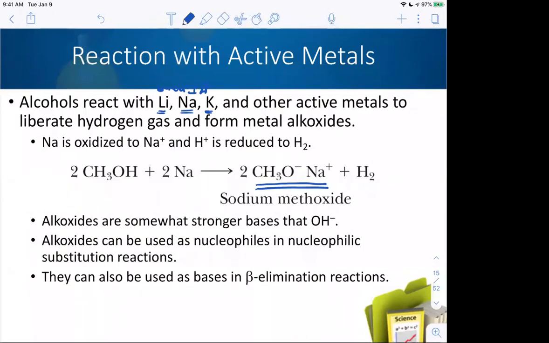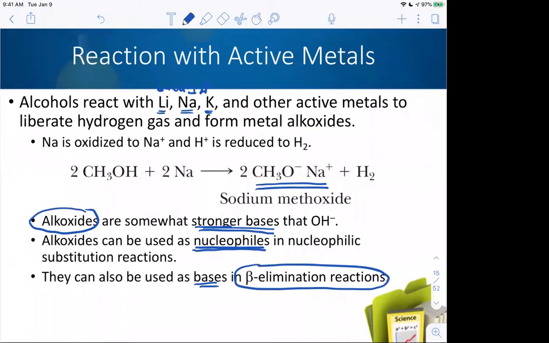Remember, these are really important nucleophiles and bases in my substitution and elimination reactions. Alkoxides are very strong. They're generally stronger bases than OH minus. They can also be used as nucleophiles in my nucleophilic substitution reactions. They can be used as bases in my beta elimination reactions. So this was all chapter 7 materials.